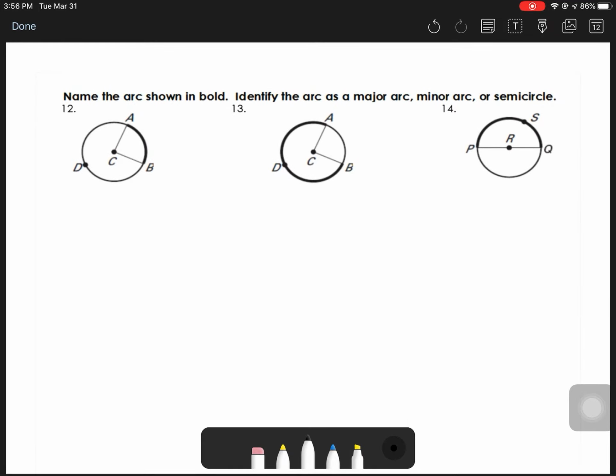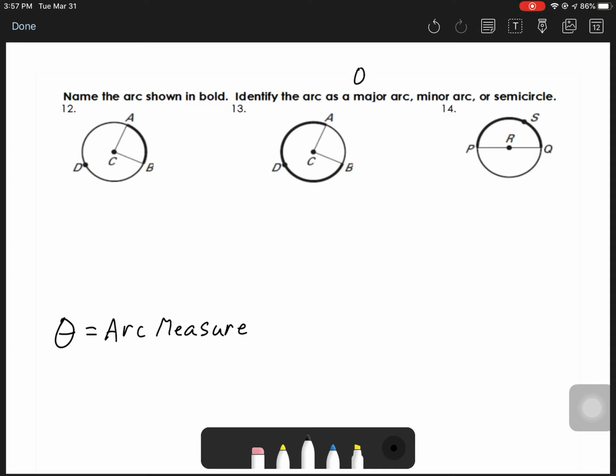Continuing on with the same concept, we identified these arcs as either major arcs, minor arcs, or semicircles. I'm going to use theta to represent an angle. I'll write that down here. Theta equals angle, shouldn't say angle measure, arc measure. Remember, theta is just a variable like x, but we use it to represent degrees. So theta is the arc measure.